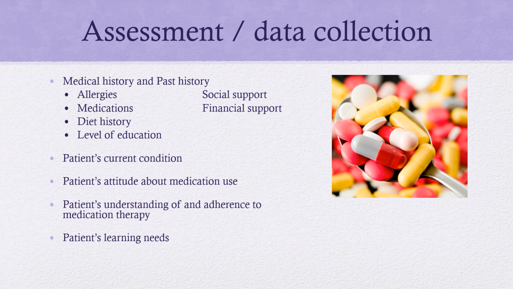What is their diet? Do they have diabetes diet? Are they on a low-fiber diet? Asking about different diet history. What is their level of education? That's going to help you understand, do they understand their disease process? Do they understand the medication therapy that they're going to have to go through? What is their social support, financial support, attitude about medication? Do they understand why they are taking the medications they are taking?